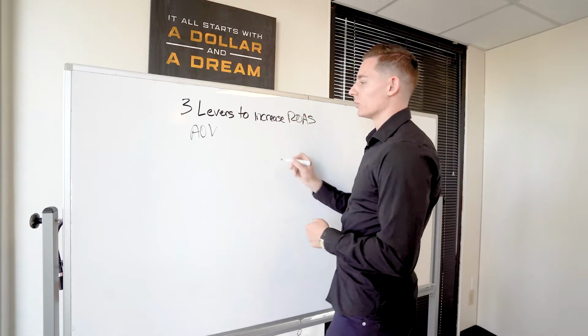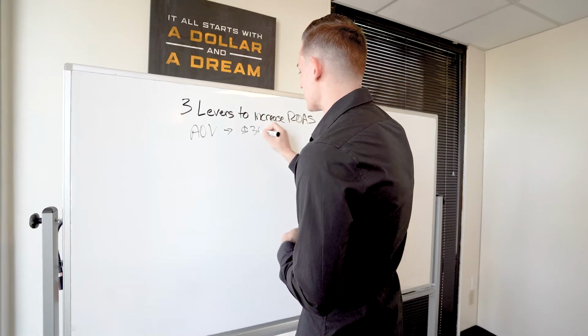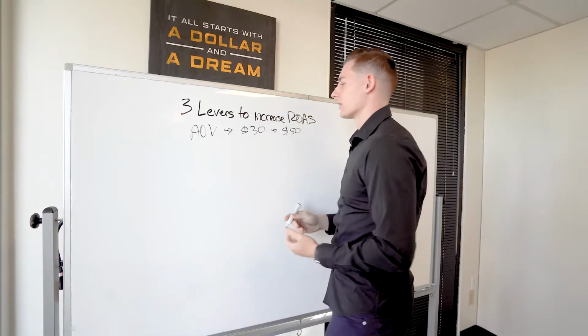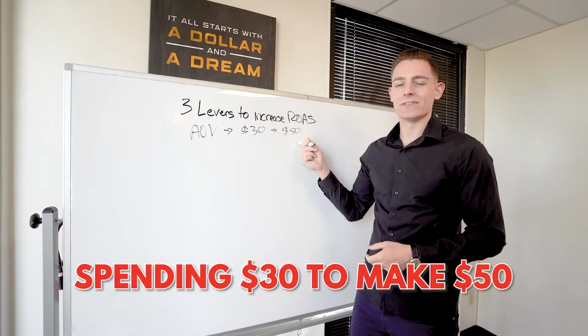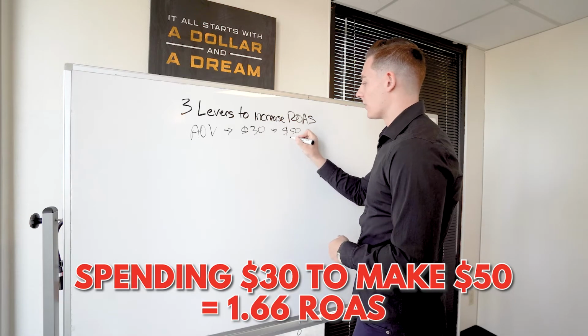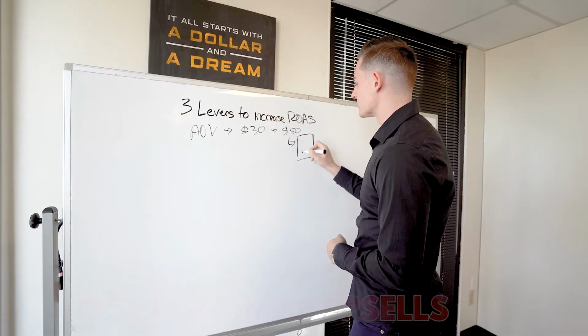So what do I mean by that? Well, here's an example. If your cost per acquisition is 30 bucks and you're selling a $50 item, well, that's not really a great ROAS, right? You're spending 30, you're getting 50 back. That's maybe like a 1.6, right? So what you can actually do on the back end of this $50, you can add more upsells, okay?